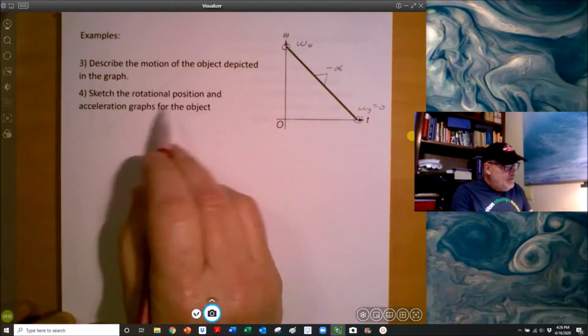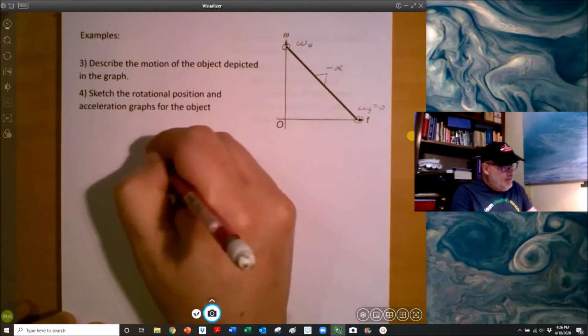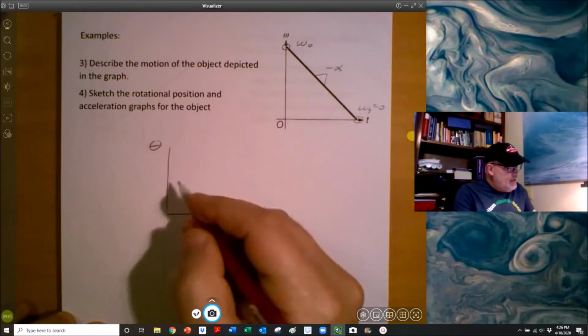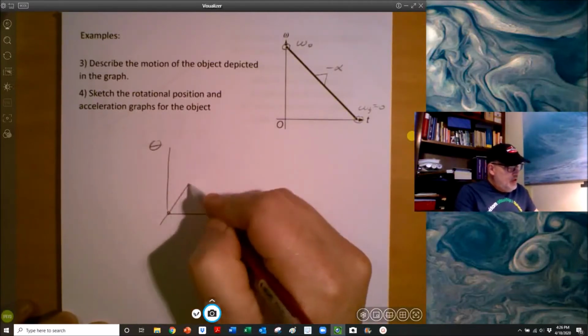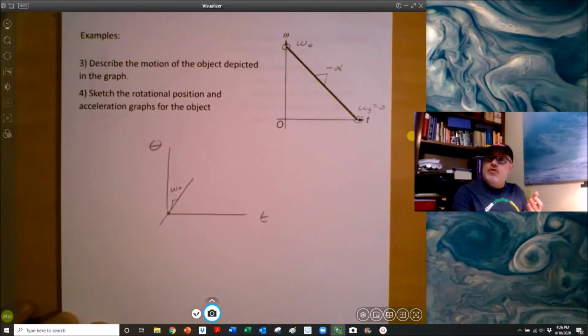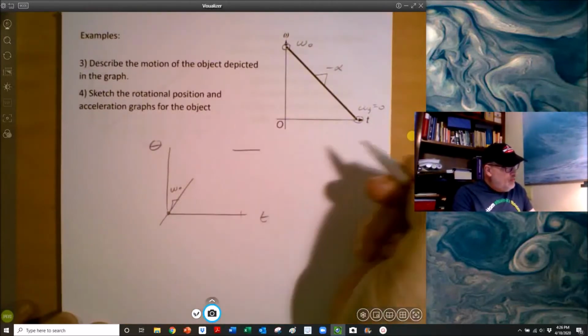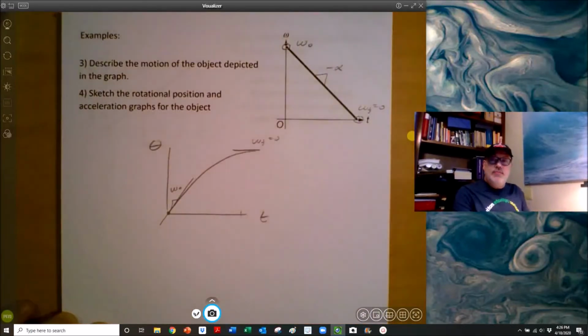Okay? So it asks us to graph the position and acceleration versus time. So let's start with our position time graph, theta versus t. We are starting with a velocity. So assuming we start down here at theta equals 0, at an initial position of 0, we start with a slope of omega naught. And then we end at this time over here with no slope because our final velocity is 0. So that means we're going to have a downward pointing parabola, which makes sense because anytime we have a negative acceleration, we have a downward parabola.